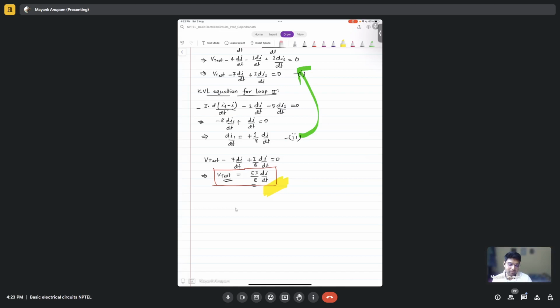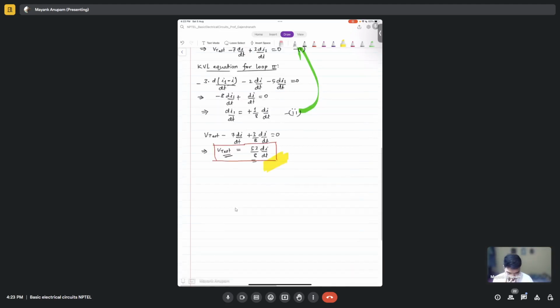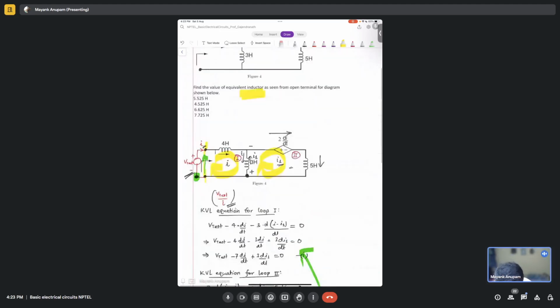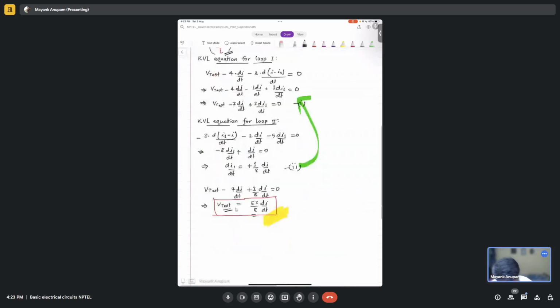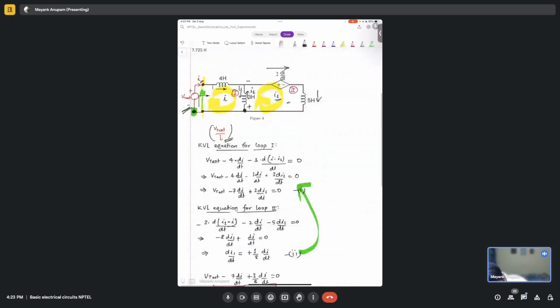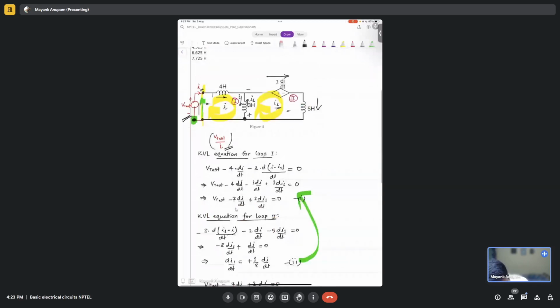In an inductor, voltage is directly proportional to flux. Yes, that is what I was expecting from one of you. Whatever equivalent inductor is seen from this terminal, the equivalent circuit will look something like this, right? So if we call it V test and L equivalent, with the current flowing through it.